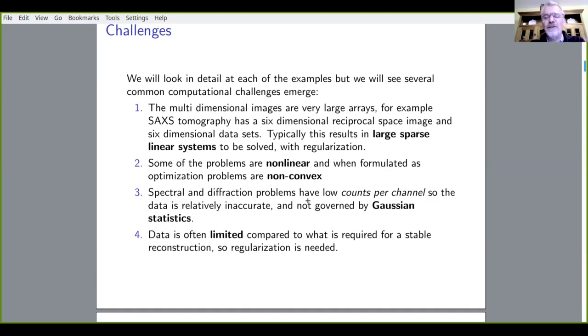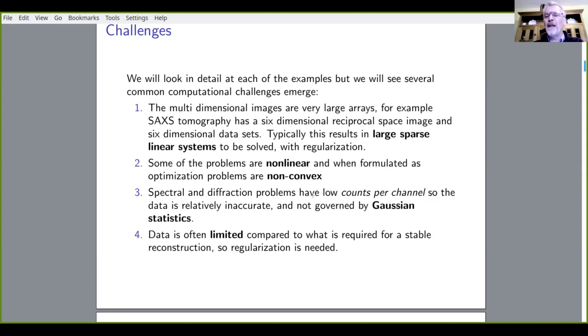Spectral and diffraction type problems tend to have low counts per channel. So I said you clock the arrival of a neutron, you measure a diffraction pattern, but in each of those energy bins or pixels, we don't get that many photons or neutrons. We don't have as many counts. So it tends to not be normally distributed. If you use classical X-ray and you get a big enough dose, the normal distribution is a pretty good approximation, but here it tends to not be governed by Gaussian statistics, and there are rather large errors, so regularization counts for naught.